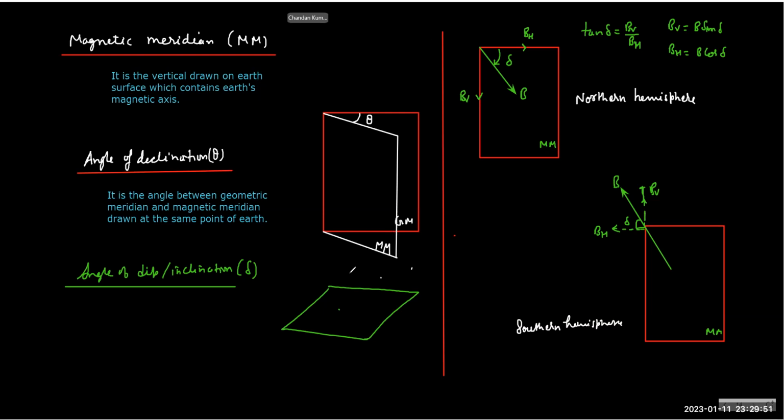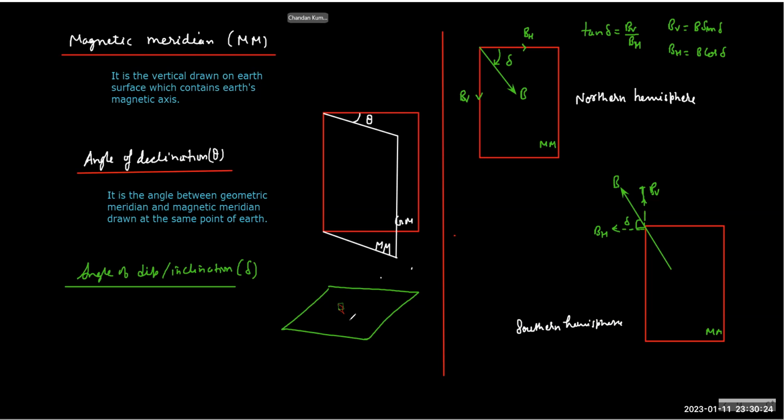Earth is so big that if you draw a tiny vertical plane, it is almost vertical to the surface, right? Yes, sir. So both are standing on the same surface, right? And because both are supposed to contain different axes, one is trying to contain the geometric axis, the other is trying to contain the magnetic axis. So they will have some angle which we call the angle of declination.